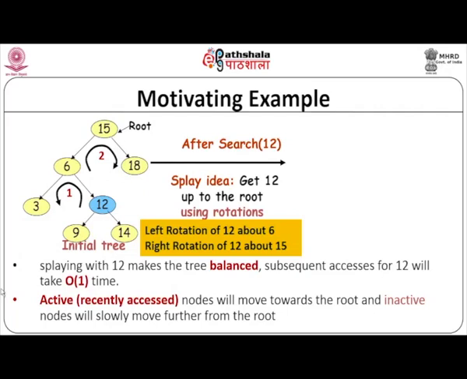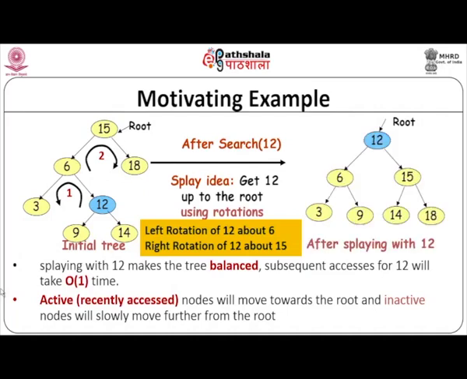Here we do a left rotation of 12 about 6 and then a right rotation of 12 about 15. When we do that, what happens? This happens. After splaying with 12, 12 has moved up to the root. Now, our idea here is to move 12 up to the root. So, you have searched for 12, that is why we have put it as blue.